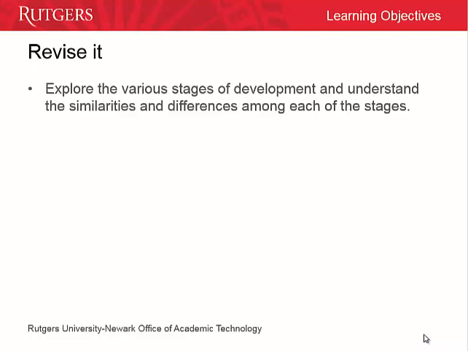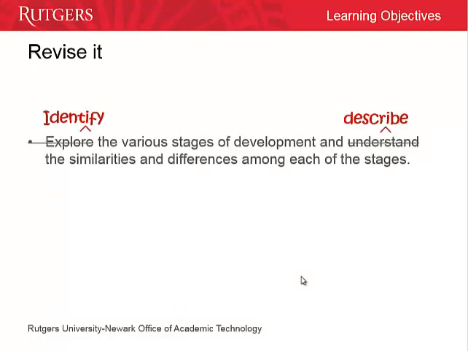Explore the various stages of development and understand the similarities and differences among each of the stages. Just take a second to think of how you might replace some of the verbs, explore and understand. Here's an example of how you could change that. Rather than explore, you want them to be able to identify the various stages of development and describe the similarities and differences, or you could ask them to compare and contrast, or you could ask them to apply them in a particular case study. Those are some things to consider when you're writing your learning objectives.